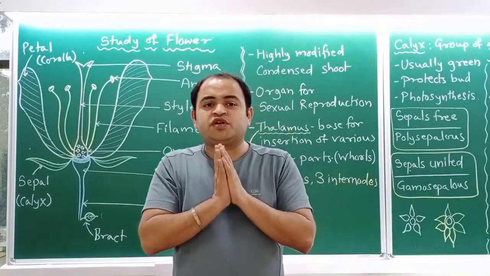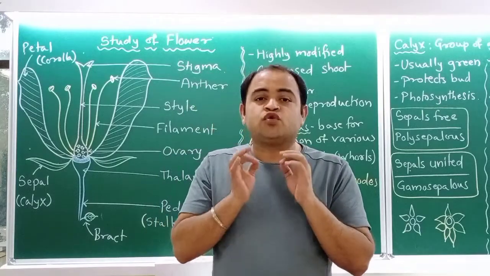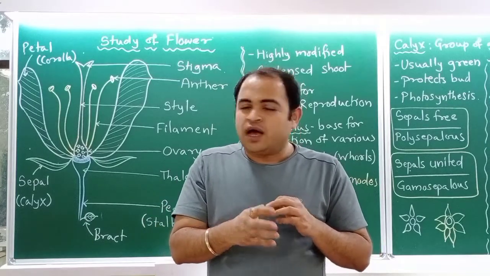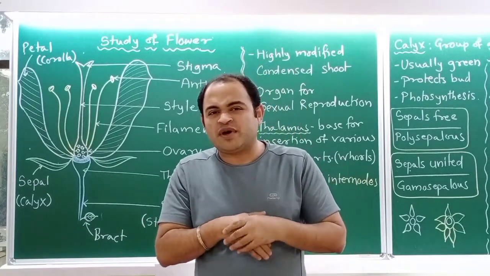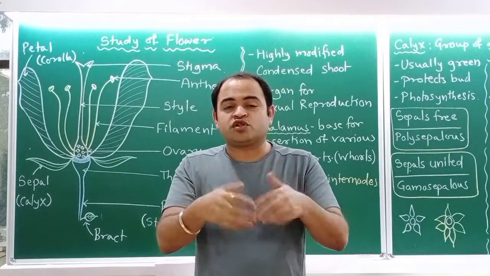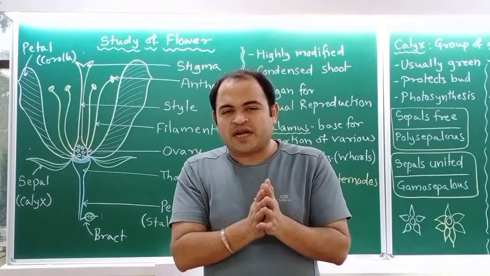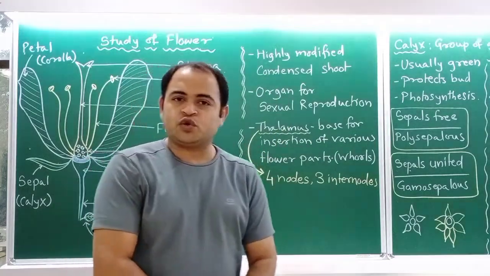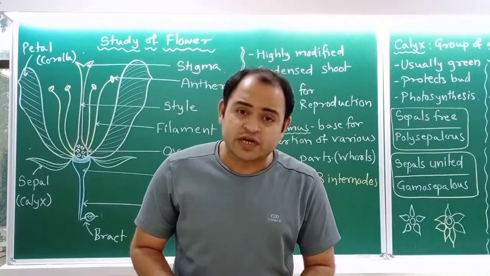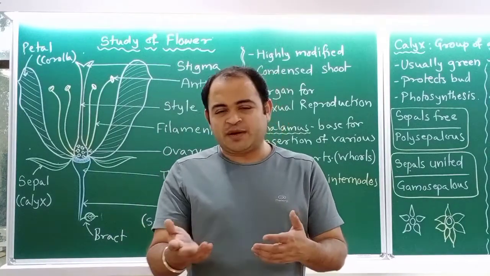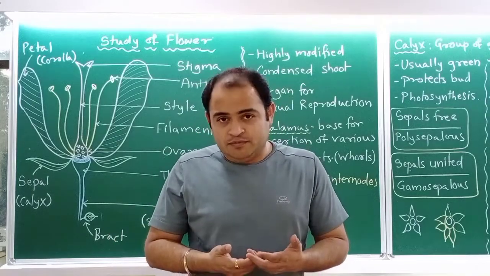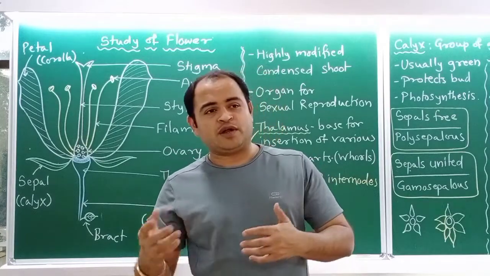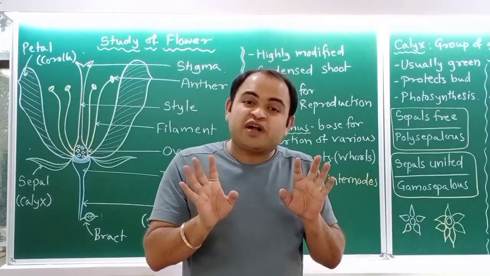So definitely this study, that is morphology, requires good command over the subject and over the terminologies. Unless you remember the word, you cannot express your thoughts in a compact manner. So when I say a condensed stem with 4 nodes and 3 internodes is the place for insertion of various floral buds, I need not say that sentence every time. I should say thalamus. Yes, there are several types of thalamus and we are going to talk about them. So this much will be sufficient.